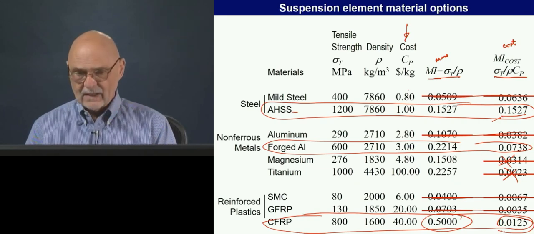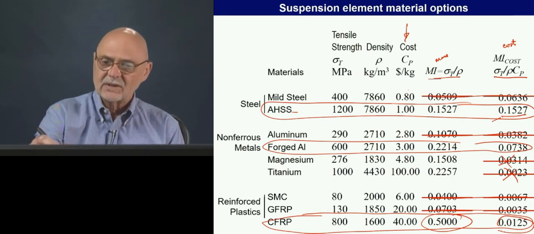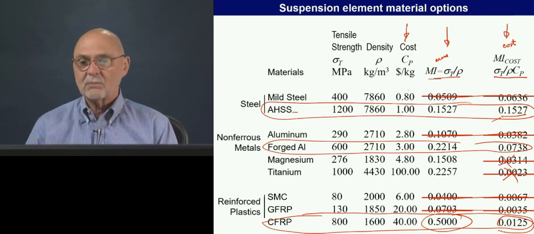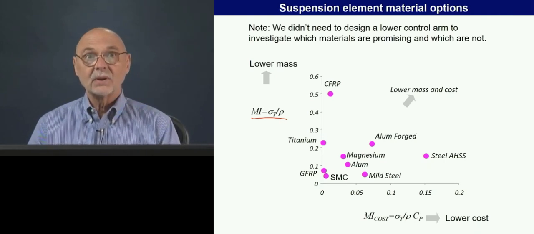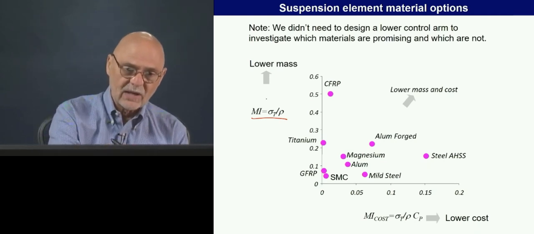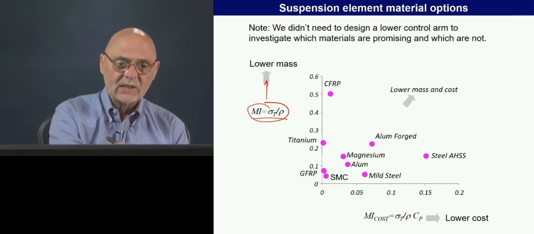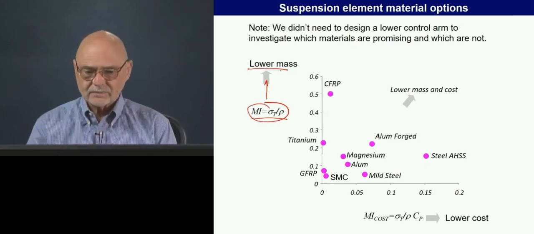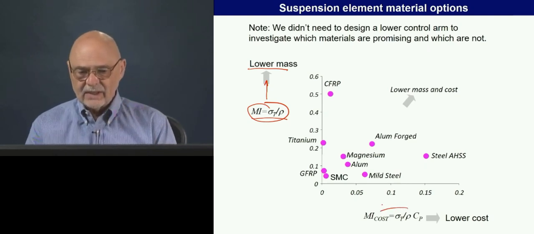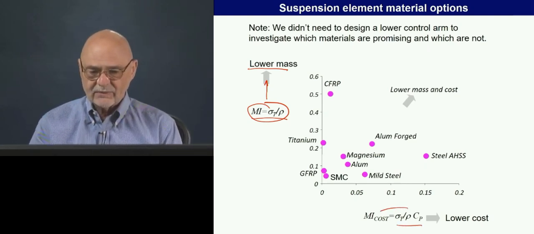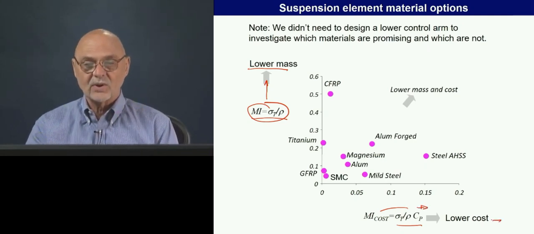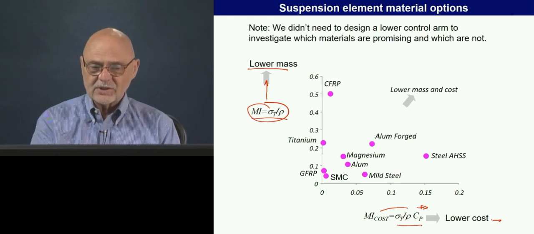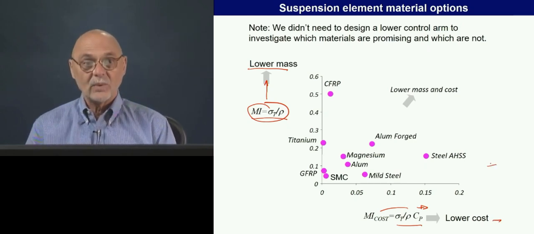It's helpful to plot this information. We have these material indices, and we can plot them on a chart that looks like this. Along the y-axis, we're looking at the material index for mass. As we go larger and larger with this material index, we get a lighter and lighter arm. On the x-axis, we're using the material index for cost. As it gets bigger and bigger, that means the cost gets lower and lower. So this is just plotting all the information from what we had before.